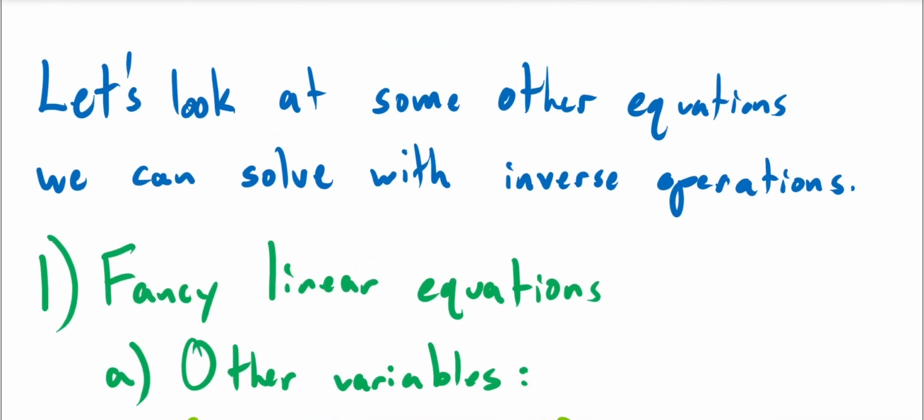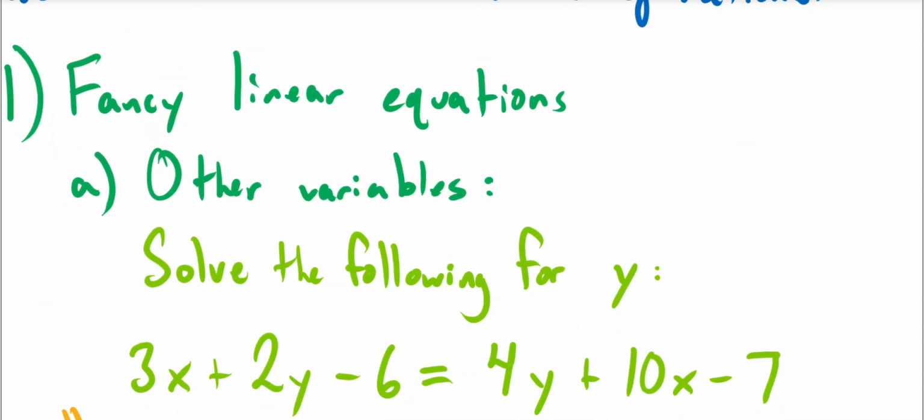One of the ways that might happen is there might be some other variables involved, and really we're not going to treat these any differently than other terms which don't have an x in them from the last video. So for example, let's say we wanted to solve this following one for y. Notice that it is linear. There's only x to a first power, y to a first power, numbers, but there's no x times x, there's no x squareds, there's no x times y, and there's no division by variables either.